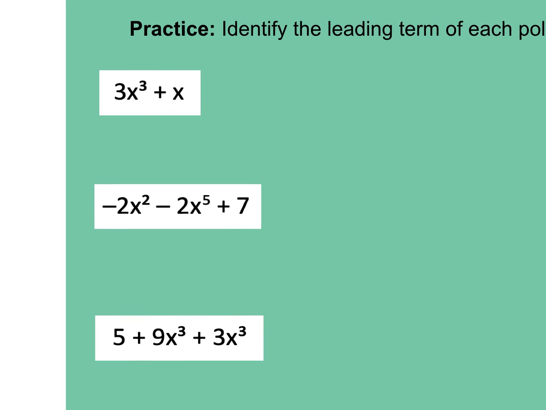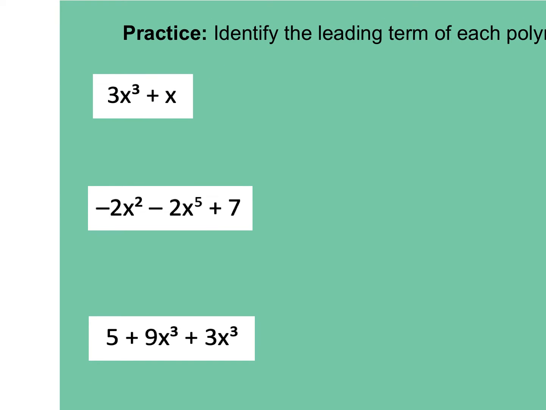So in these three practice problems here, if we're going to identify each leading term, I'm going to start with 3x to the third plus x to the first. As long as it's in standard form, which it is, that leading term is just the one in front. So my leading term in this case is 3x to the third.